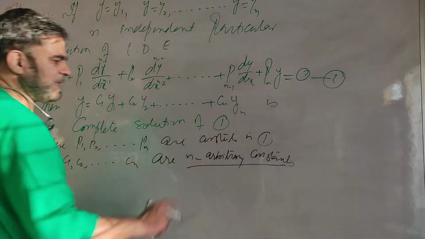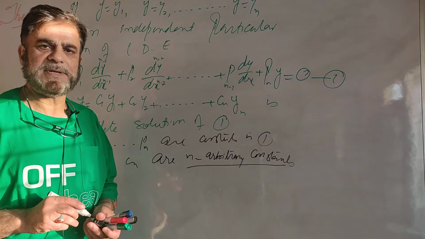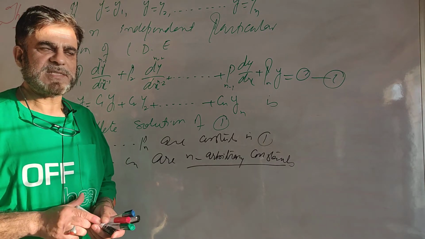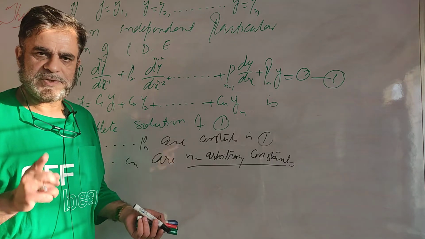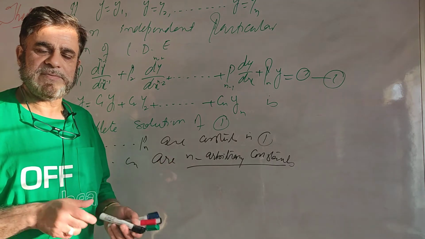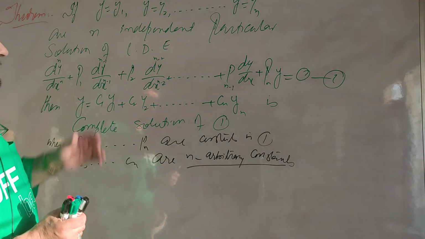And these n arbitrary constants that you are writing here, these are also linearly independent. They are not dependent, because once they become dependent, two constants can be reduced into a single one. It should involve n constants. That is why we say that they are linearly independent. Solutions are also linearly independent.